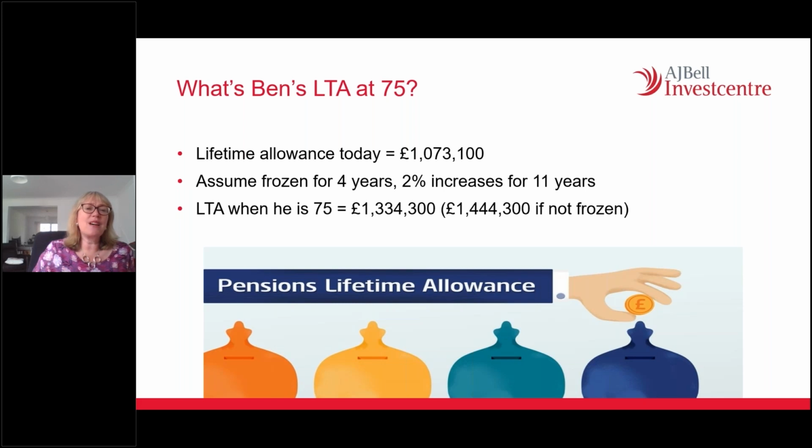I also worked out what it would be if it was just rolled up by 2% for 15 years, and that just shows how big a difference, even when we're just looking at assumptions and guesswork, it shows the effect of freezing the lifetime allowance. It's a £100,000 difference, which is an awful lot of money in my book, and I'm sure it's an awful lot of money in many people's book.